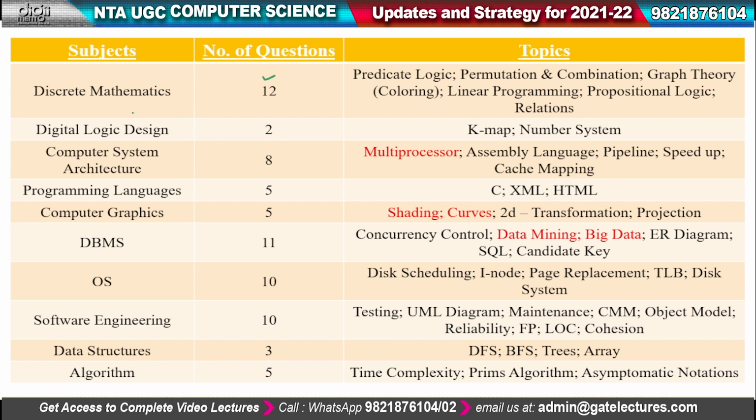So you can see here, from discrete mathematics they didn't ask a question from group theory, right, and they didn't ask a question from induction. So if you know that logic, graph theory, relation, linear programming, they all are already very important topics from the discrete mathematics point of view, right? And discrete mathematics is a very important unit from the NET point of view.